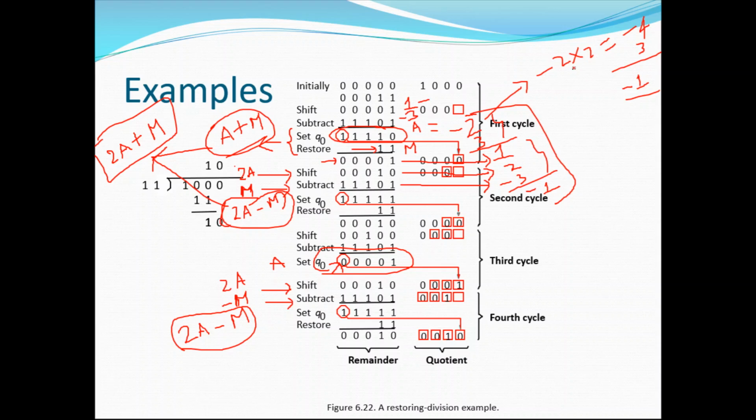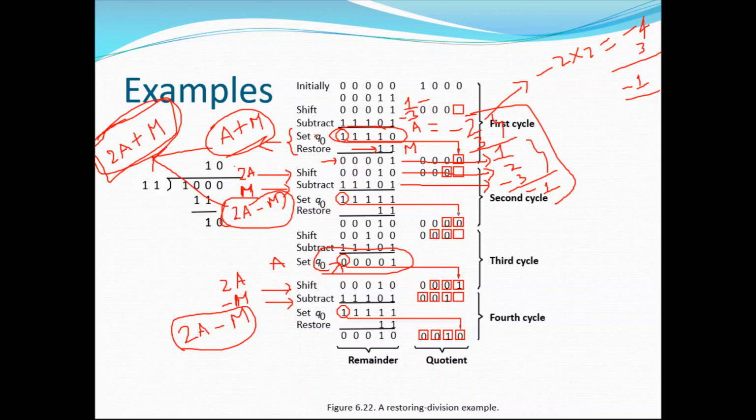So from this, what you can infer is, instead of going for these two steps, like when a is negative, first restoring by adding m and then shifting, that is, multiplying by 2, and again subtracting m, instead of all these things, we can just perform one step, 2a plus m, okay? So if you do that, the number of steps will be reduced, right? So now we can refine the logic.